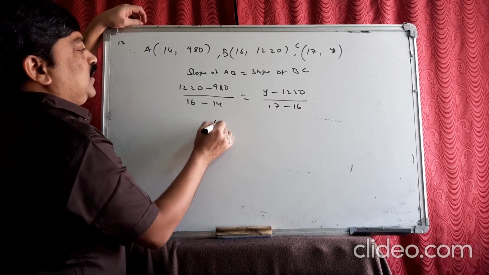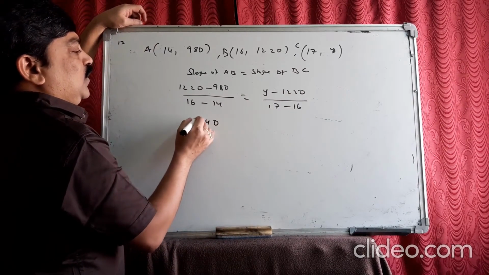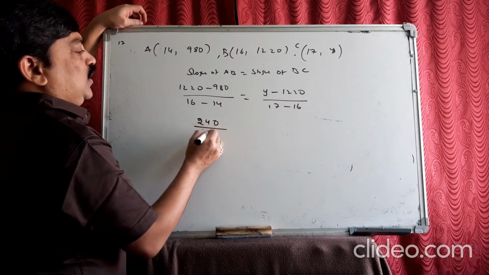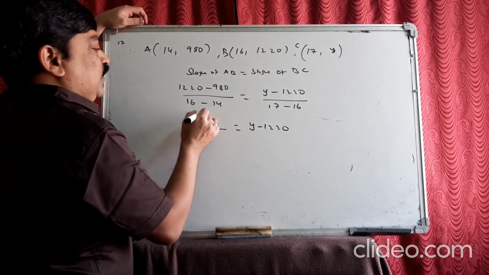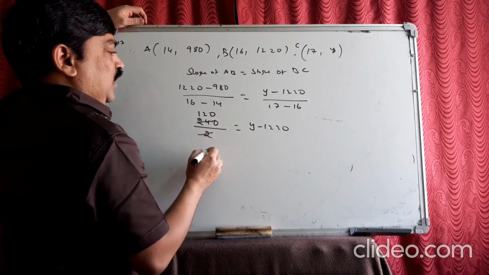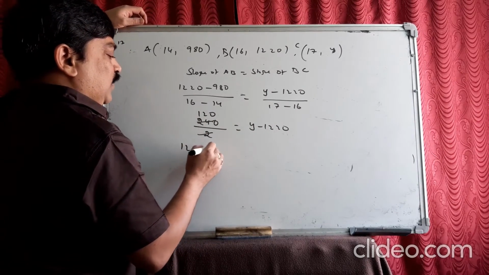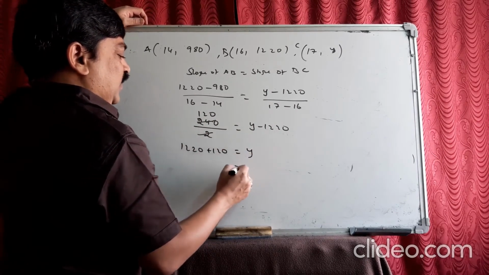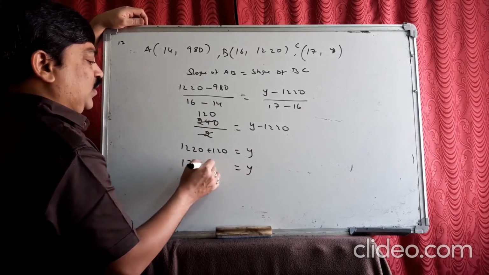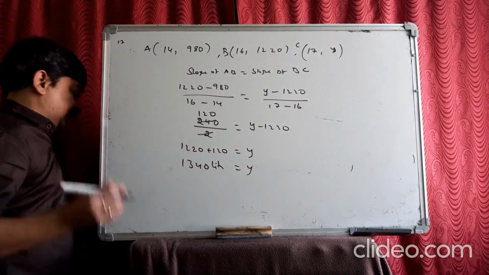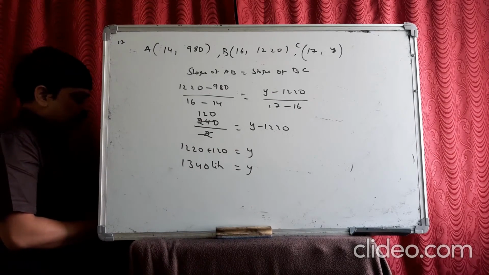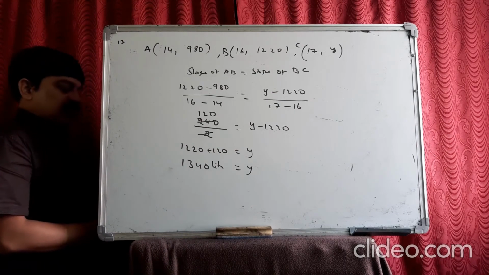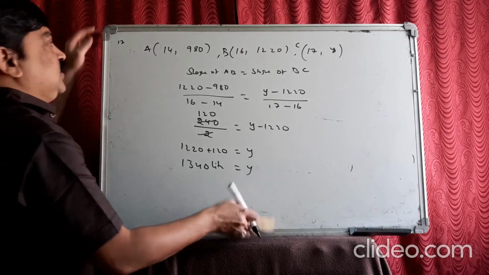1220 minus 980, 240 by 2 is equal to y minus 1220 by 1. It is 120. So when it comes here, 1220 plus 120 is equal to y. So y will be 1340 liters. Let us see the answer. Yes, exactly. 1340 liters.